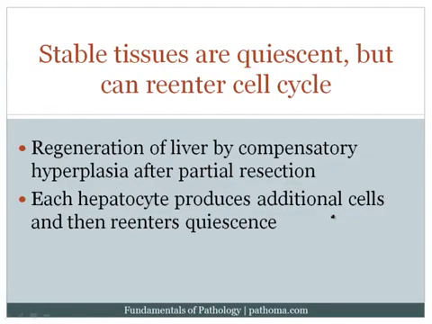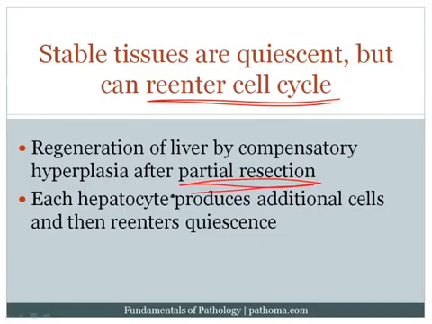These are tissues that are quiescent. They're stable. They sit outside of the cell cycle, but they have the ability to re-enter the cell cycle. And this is a second type of tissue present in the body. The classic example of this would be the liver, so that if you partially resect the liver, you can get regeneration of the liver, and that occurs by compensatory hyperplasia.